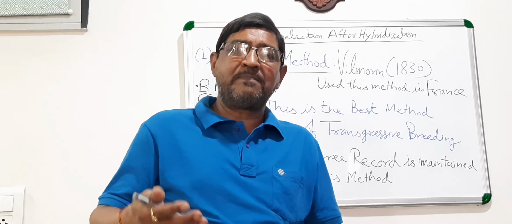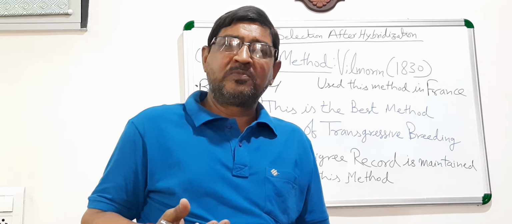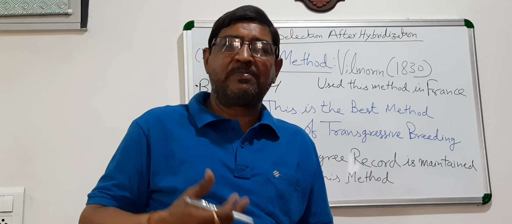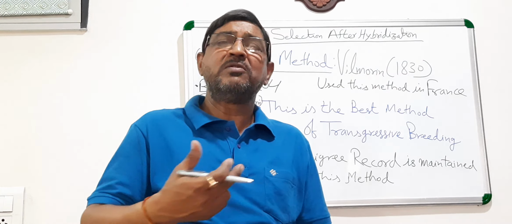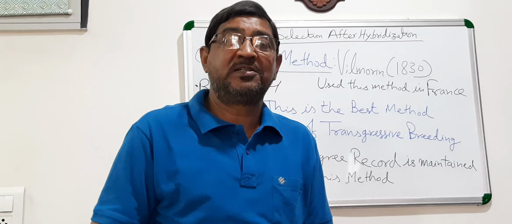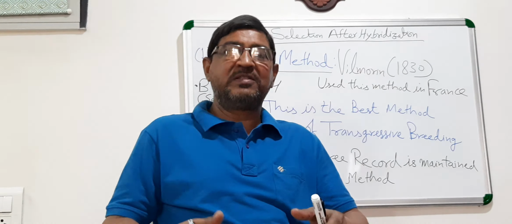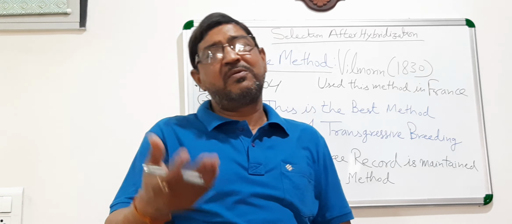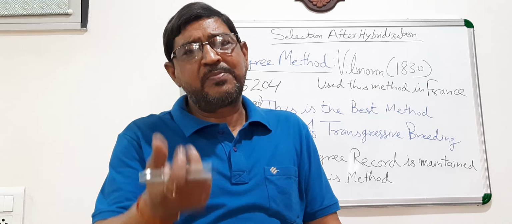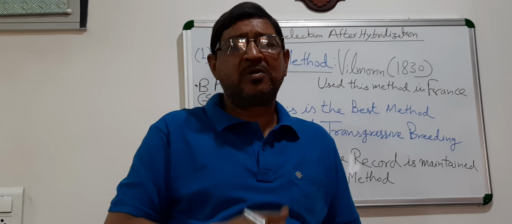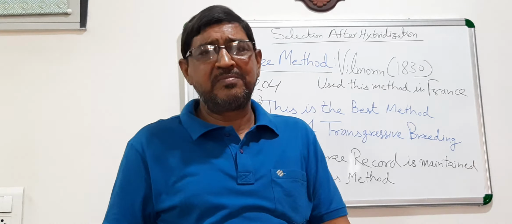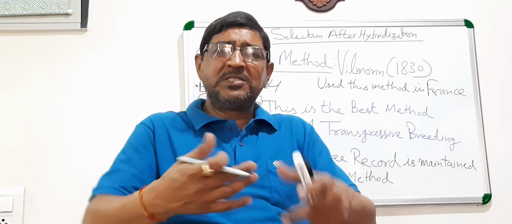So capital A, capital B, capital C, small c, small d, small e, whatever. Homozygous. Once they are harvesting their own seed, they will be getting the same capital A, capital B, capital C, small c, small d, small e. They will be getting the same genotype. So they can preserve it.